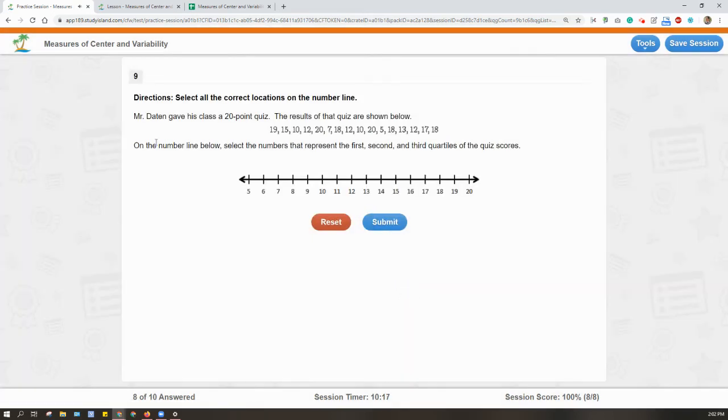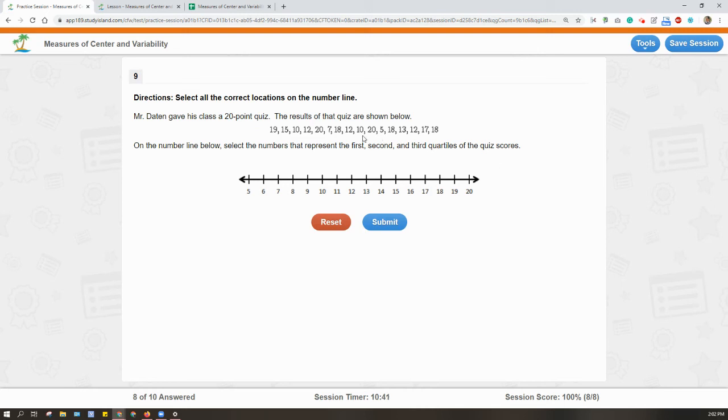Let's keep it going. Number 9. Mr. Dayton, or Datton, I'm not sure what his name is. Mr. Datton gave his class a 20-point quiz. The results of that quiz are shown below. There's a 19, a 15, a 10, 12, etc., etc. On the number line below, select the numbers that represent the first, second, and third quartiles of the quiz scores.